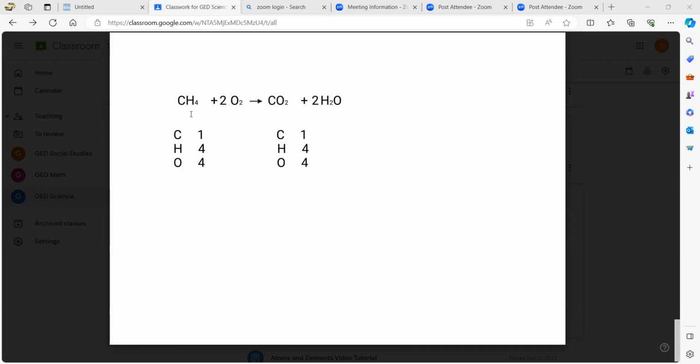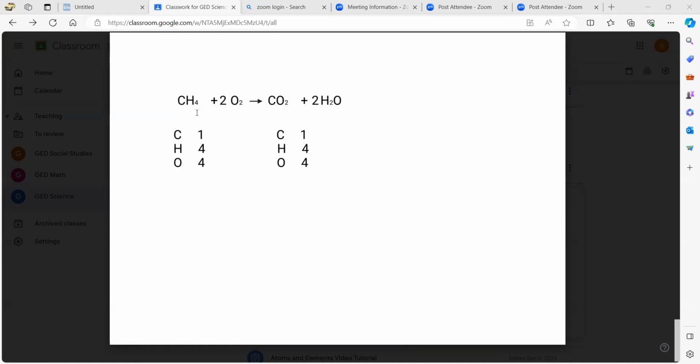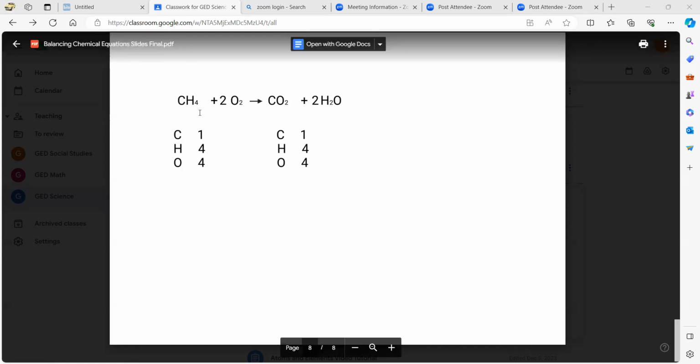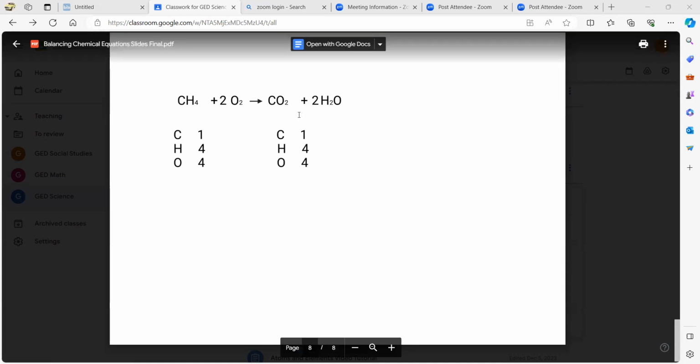Okay, so let's just think about it this way. I've got 4 hydrogens over here. I can't take away any hydrogens, so I know I have to add hydrogens over here. I have to add molecules because I can't get rid of any of these. If I change it from CH4, it's no longer the same molecule. I can't take any of these hydrogen atoms away. I can only add them over here. So let's start there. If I have 4 hydrogens over here, I need to have 4 hydrogens over here.